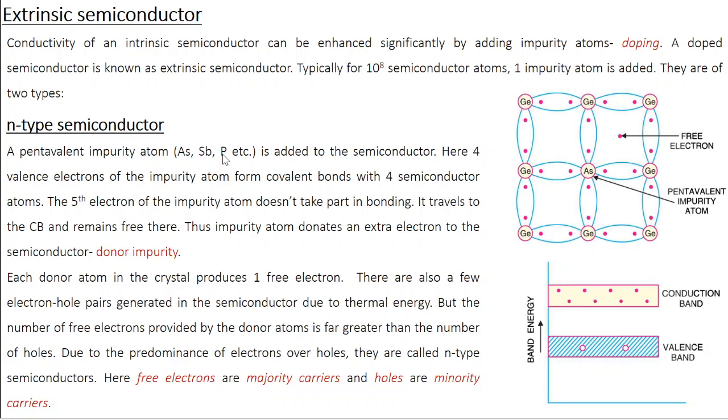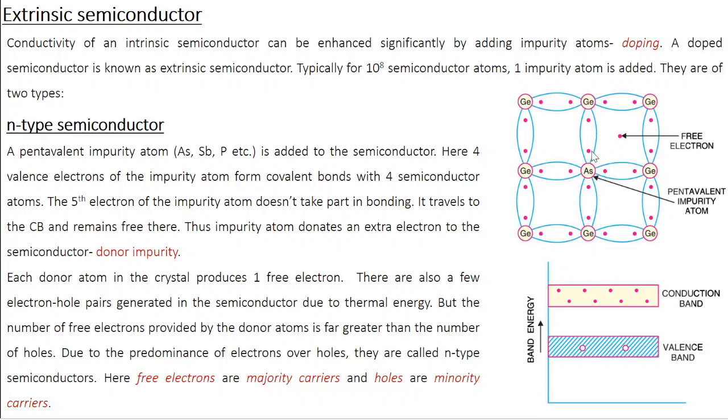These are pentavalent atoms. Now here what happens? The 4 valence electrons from the impurity atom form covalent bonds with 4 semiconductor atoms, as shown here. Suppose you have a germanium lattice and you add one impurity atom like arsenic. Arsenic has 5 valence electrons, out of which 4 form covalent bonds, but the 5th electron does not take part in bonding, right?